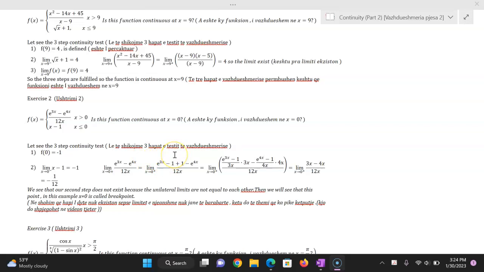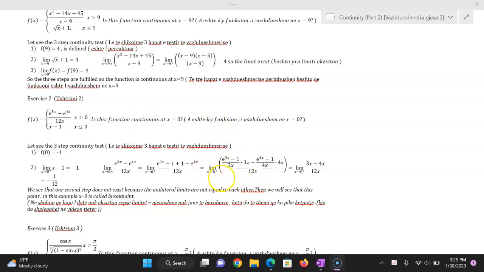So we can add and subtract 1 in the numerator, and we have e to the 3x minus 1 plus 1 minus e to the 4x. For 1 minus e to the 4x, we factor out the minus 1, and we'll have minus times e to the 4x minus 1. For e to the 3x minus 1, we need to multiply and divide by 3x, and for e to the 4x minus 1, we need to multiply and divide by 4x.